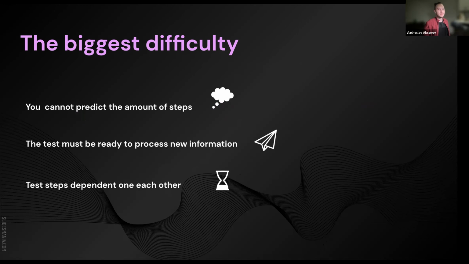And the biggest difficulty of our task is that we cannot predict the number of steps because it depends on another system that stores information about requisites. We need to think that the test must be ready to process all new information dynamically, and the next test step depends on the previous one. So we need to write a complex test, unfortunately.